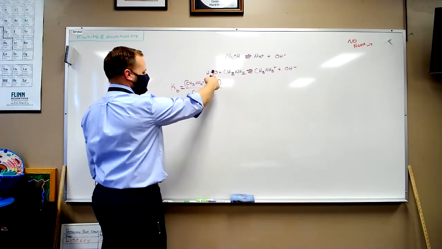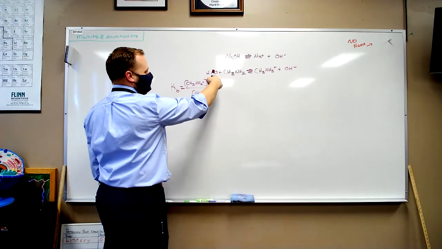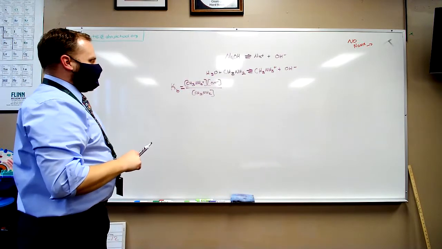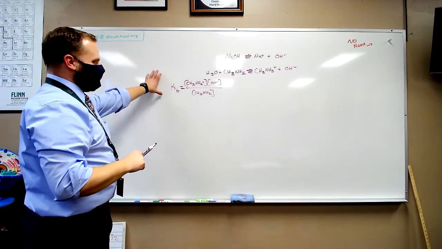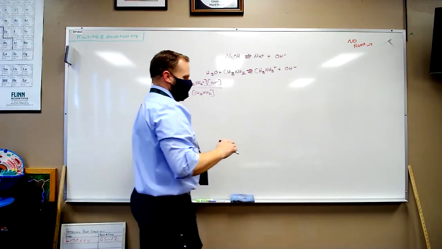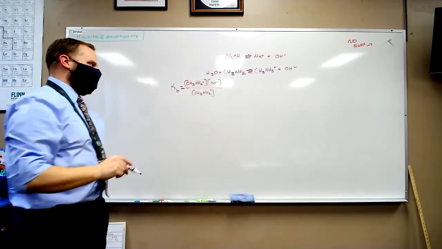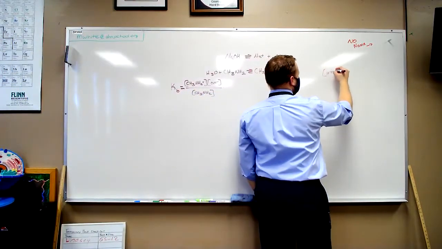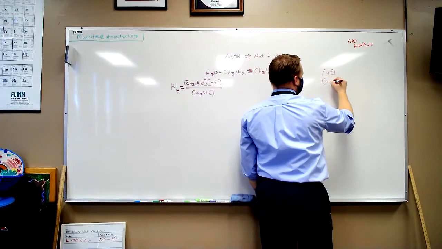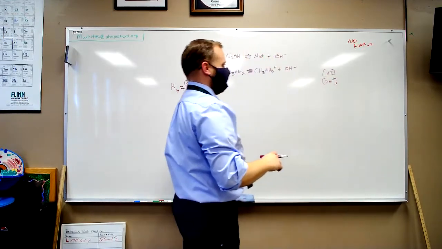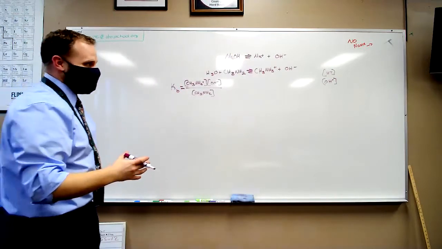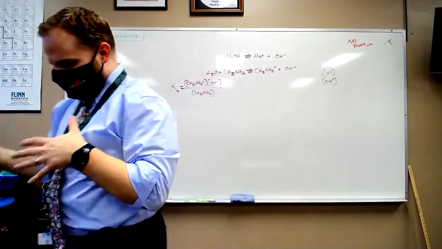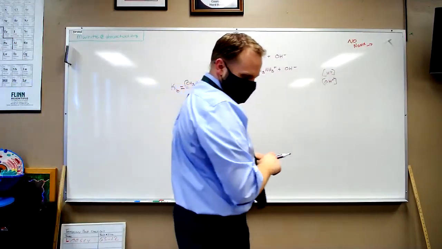We don't use the water in there because it's a pure liquid, and so it doesn't get included. Notice, whenever we have one of these, either a Ka or a Kb, we're going to have this in there somewhere or that, which is important because remember, this is what determines whether we have an acidic solution or a basic solution. Okay.